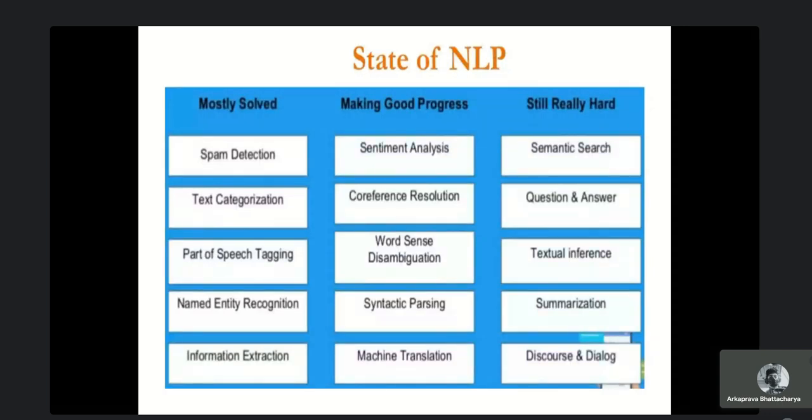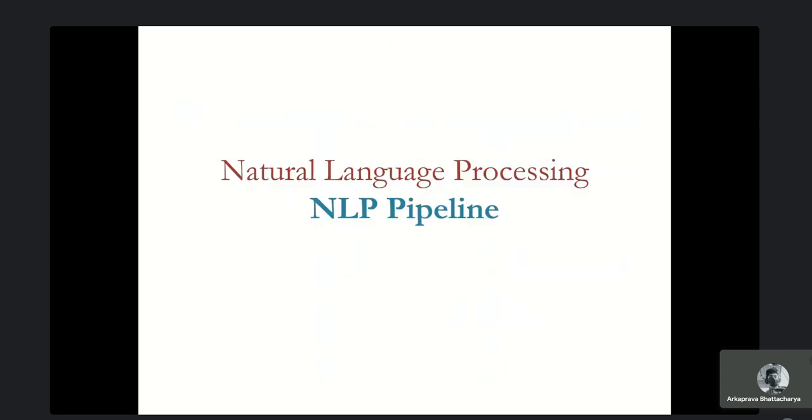So mostly solved problems are spam detection, text categorization, part of speech tagging, named entity recognition, and information extraction. But still, there is research scope where people are working. That is nothing but semantic search, question answering, textual information, summarization, discourse, and dialogues.